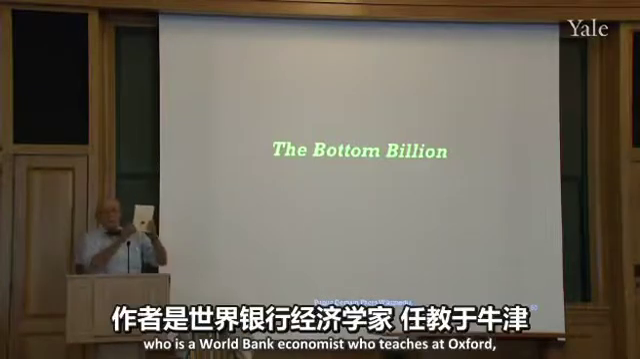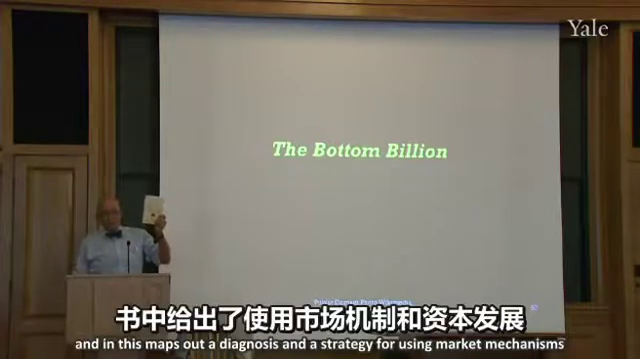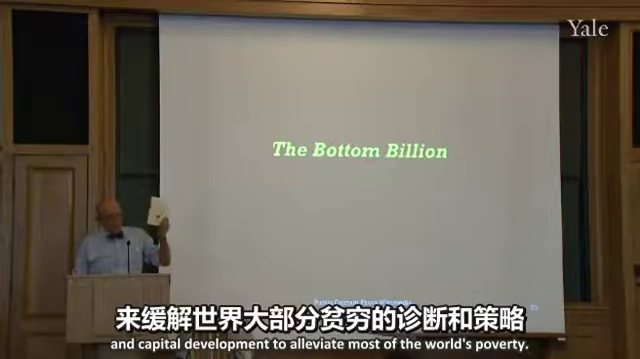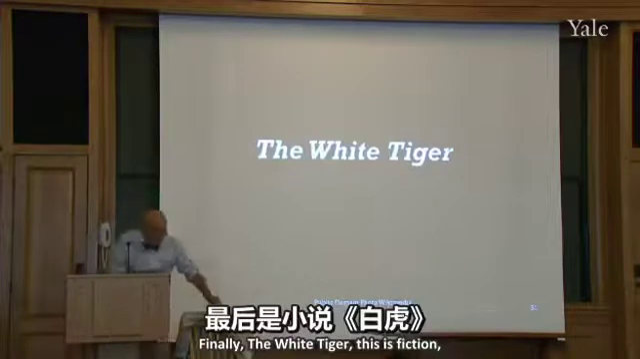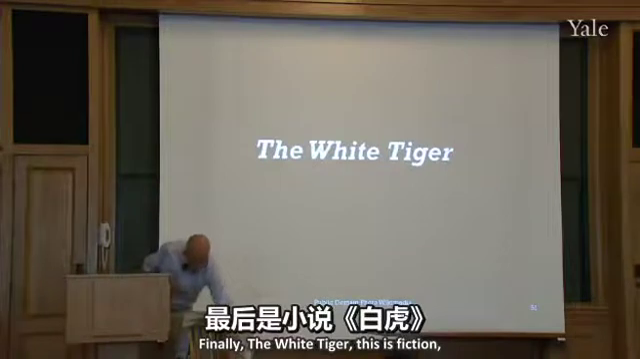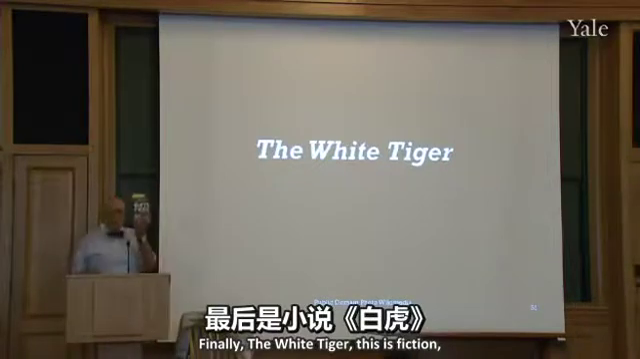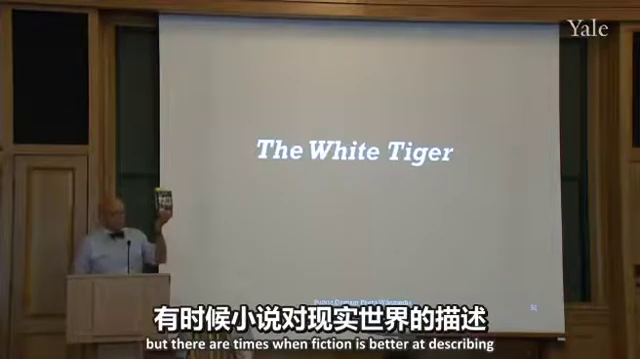who is a World Bank economist who teaches at Oxford, and in this maps out a diagnosis and a strategy for using market mechanisms and capital development to alleviate most of the world's poverty. Finally, The White Tiger. This is fiction.